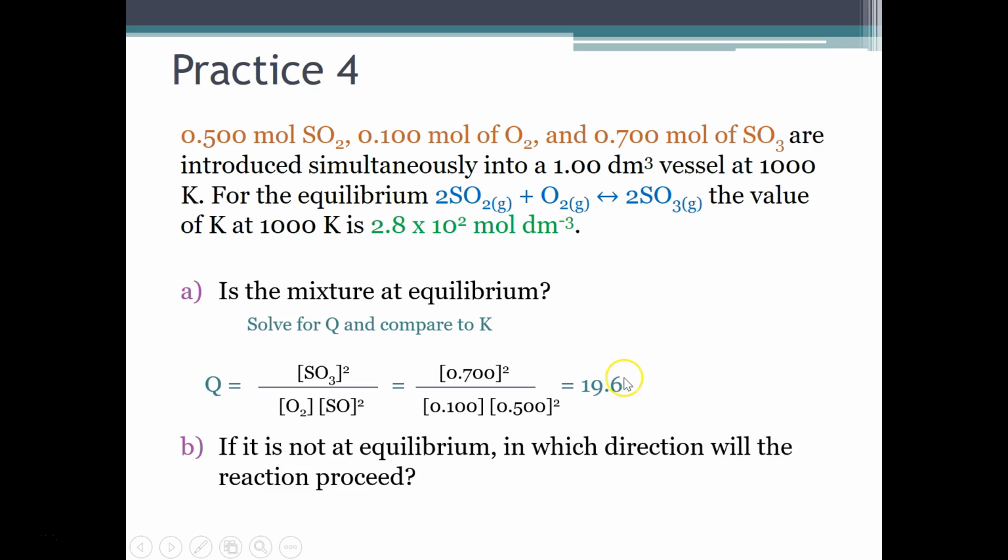So now the question becomes, if it's not at equilibrium, which direction will the reaction need to proceed? Well, 19.6 is a much lower number than 280. So to increase this number to get to K, we have to increase the size of the numerator to make a larger number. That means that the reaction will have to shift toward the product side of the reaction.